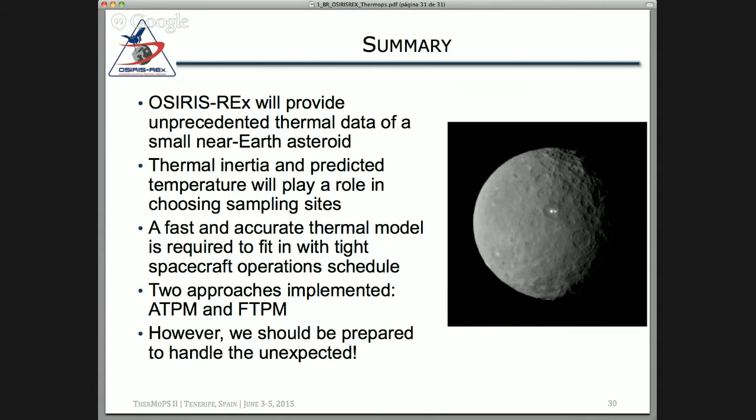However, we should be prepared to handle the unexpected. I quite like the image of Ceres and Vesta by Dawn, and we can see these high albedo spots, which must have thermal properties. If anybody's got any ideas about that, I'd be interested to hear. So, thank you for listening.